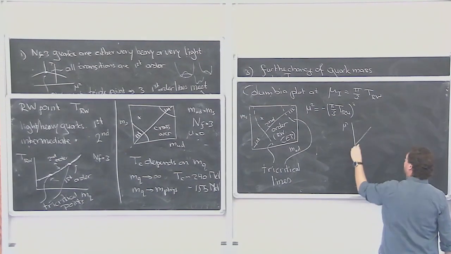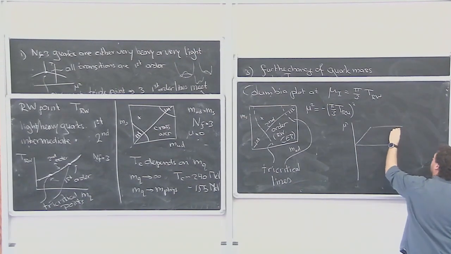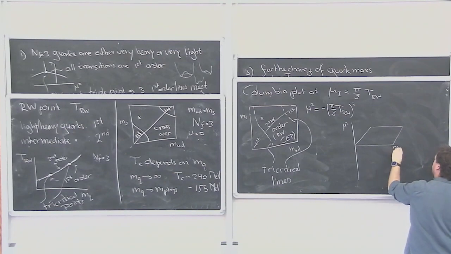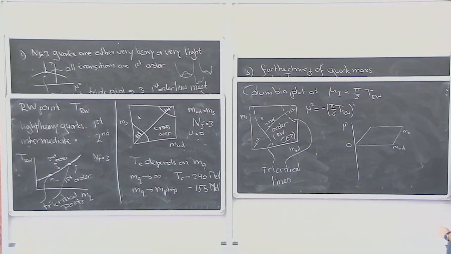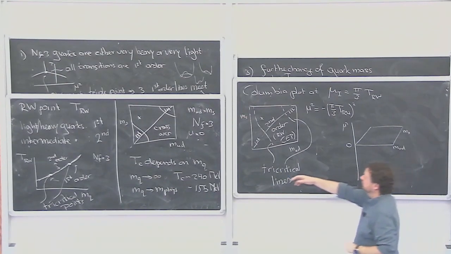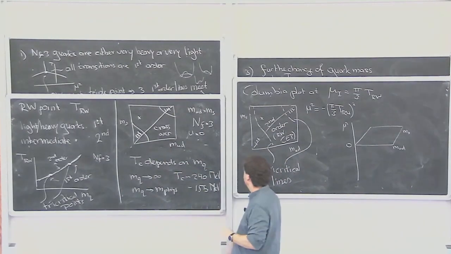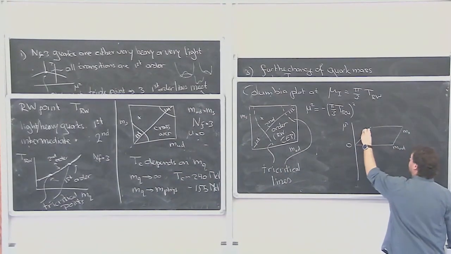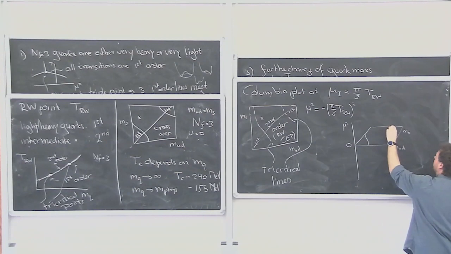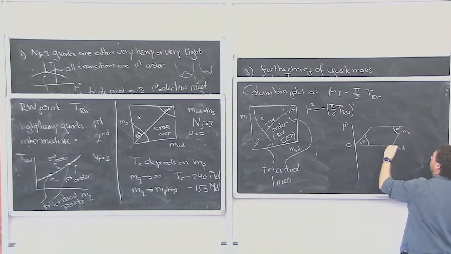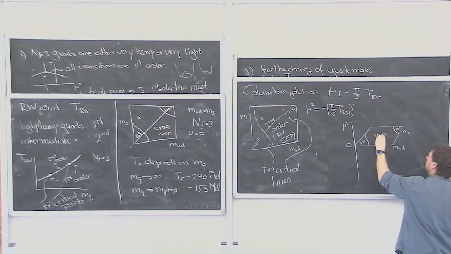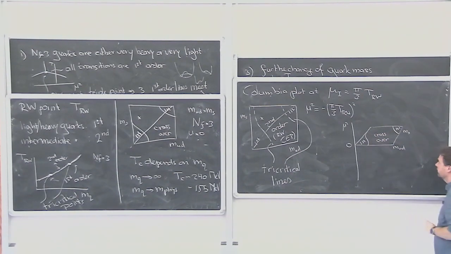So I'm going to plot this quark mass plot here, m up, down, ms at 0 mu. So that's this plot here. That's the Columbia plot. And we know there is a first order region for light quarks and for heavy quarks. And in the middle there's a crossover. So that's the Columbia plot.